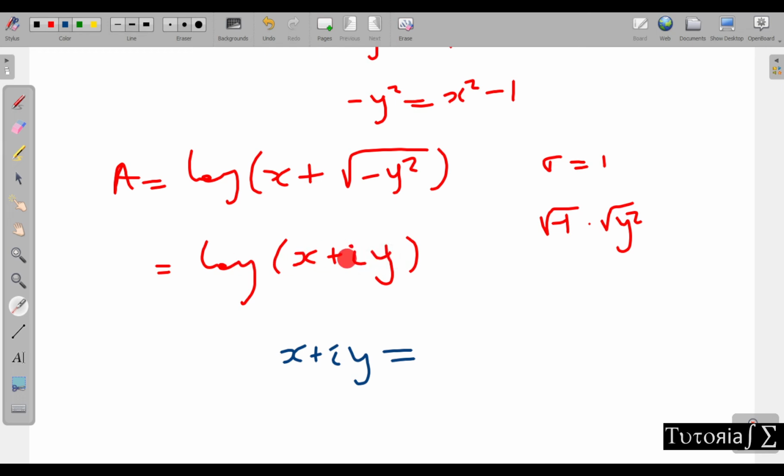You know where this is coming from? From this. This can be written as negative 1 times the root of y squared, which can be written as the root of negative 1 times root of y. When you simplify this, this is i, and this simplified is y. Now, what is this in polar form? x plus iy. We know it equals z, but in polar form, what is it equal to?